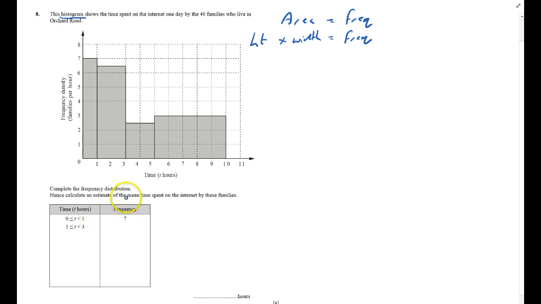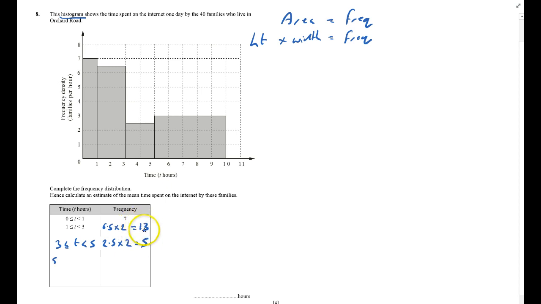To work out 1 to 3, how high is it? It's 6.5. How wide is it? It's 2. So that frequency will be 13. And between 3 is less than or equal to the time, which is less than 5, how high is that? That's 2.5. It's 2 wide, so that'll be 5.